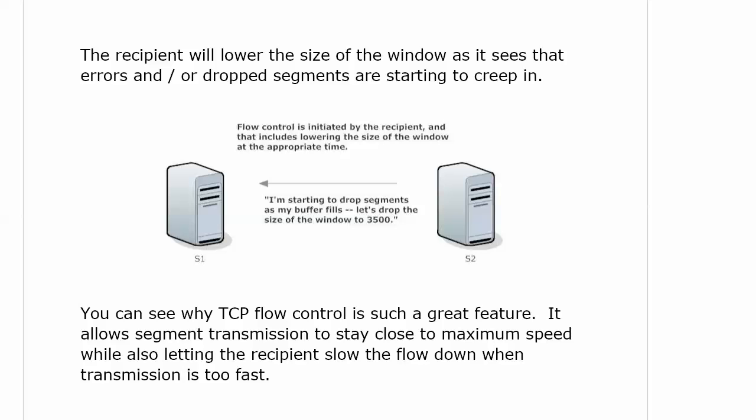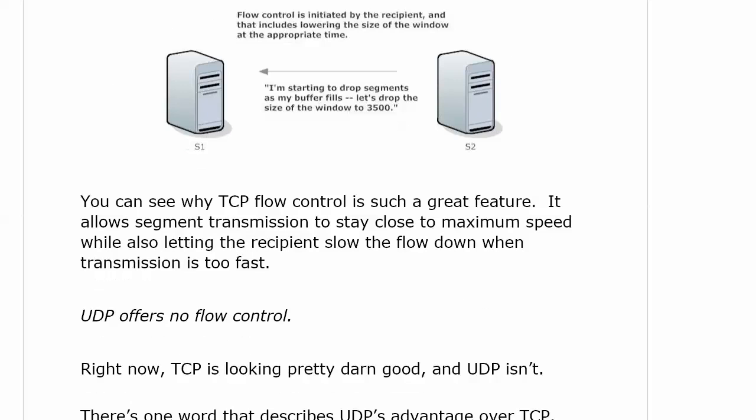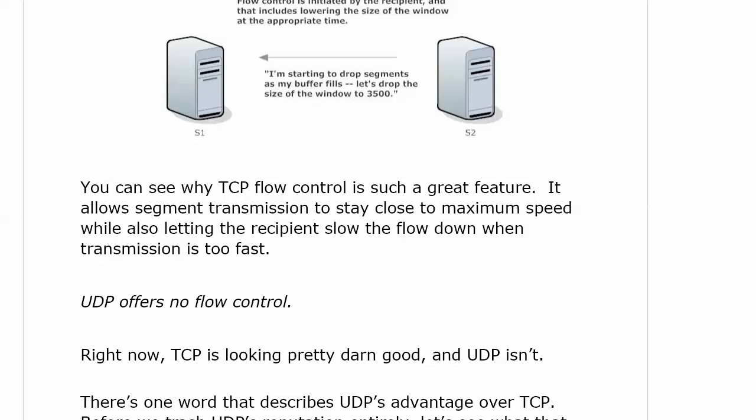And you can see why this is such a fantastic feature, because it allows the segment transmission to stay close to the maximum speed while also letting the recipient slow the flow down when transmission is too fast and segments start getting dropped. UDP's flow control, well, there isn't any. Well, right now TCP is looking pretty darn good and UDP really isn't.